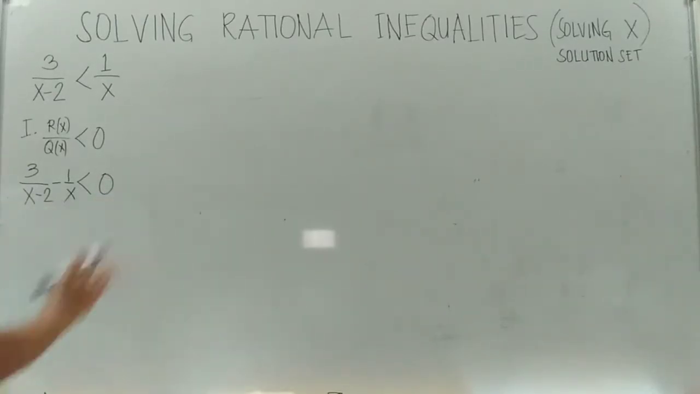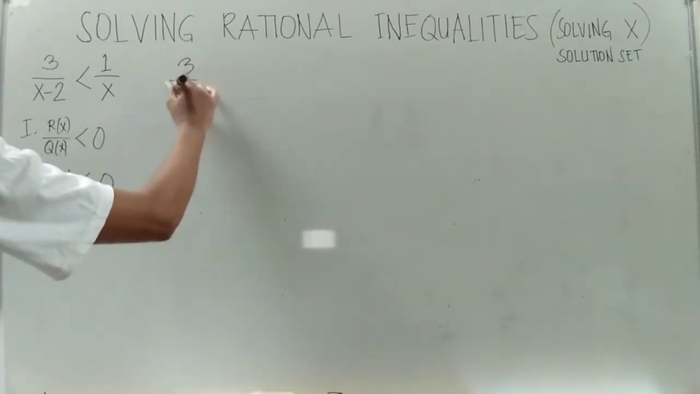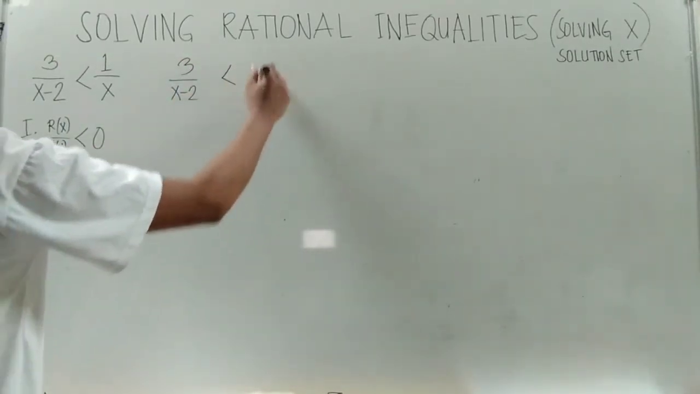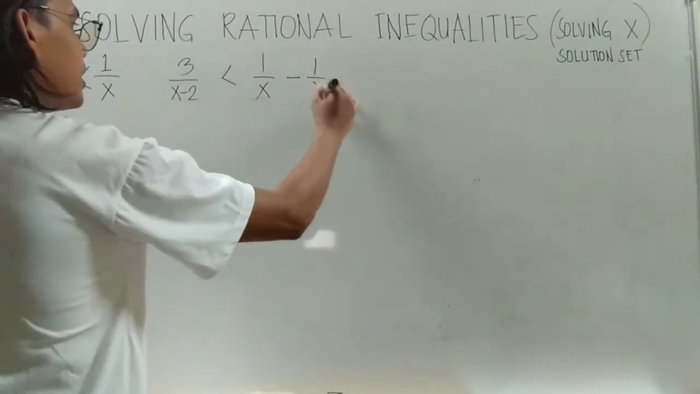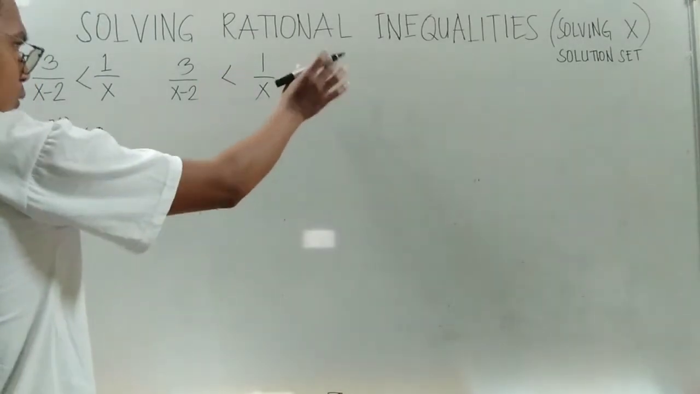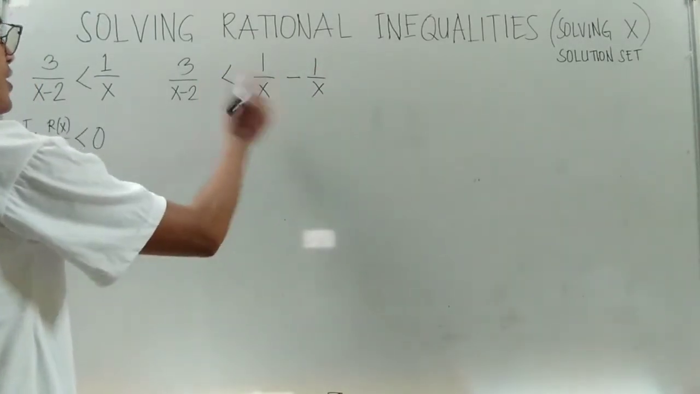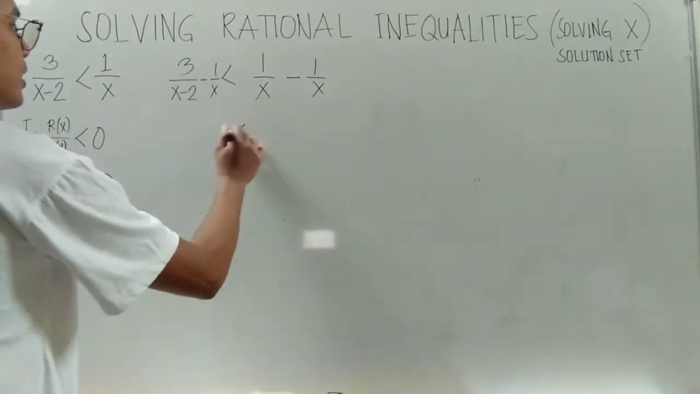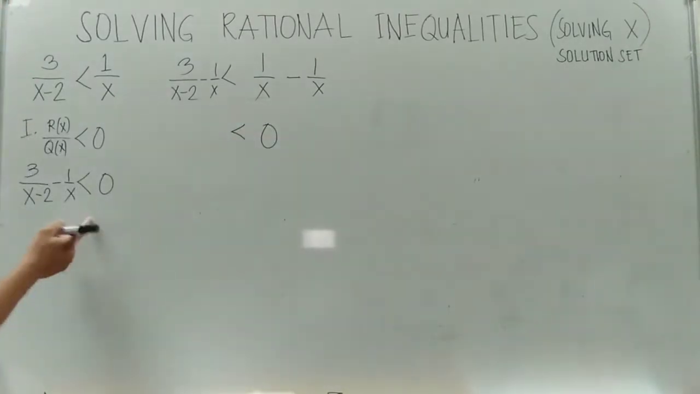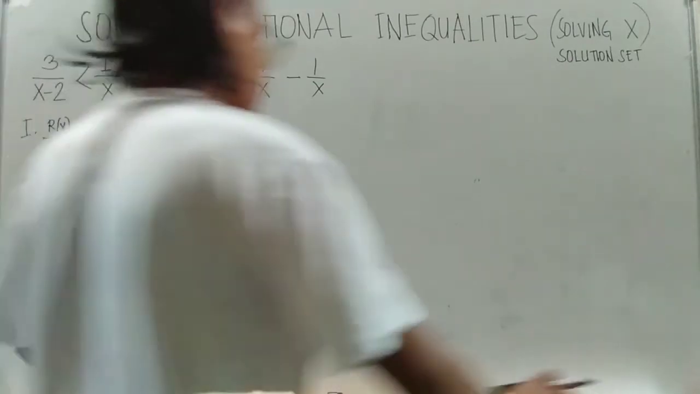Okay, so I guess you're following. So, by the subtraction property of inequality, you have subtracted 1 over x on the other side. So, you must subtract 1 over x on the other side to make it equal to 0. That's why we come up on this form. We have 3 over x minus 2 minus 1 over x is less than 0. Okay? So I hope that we are clear in this one.